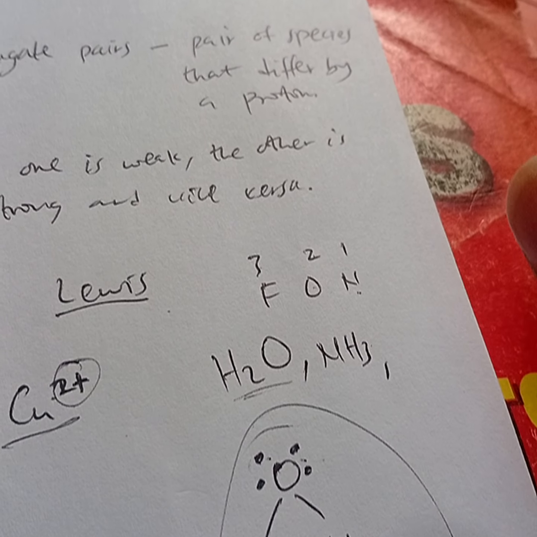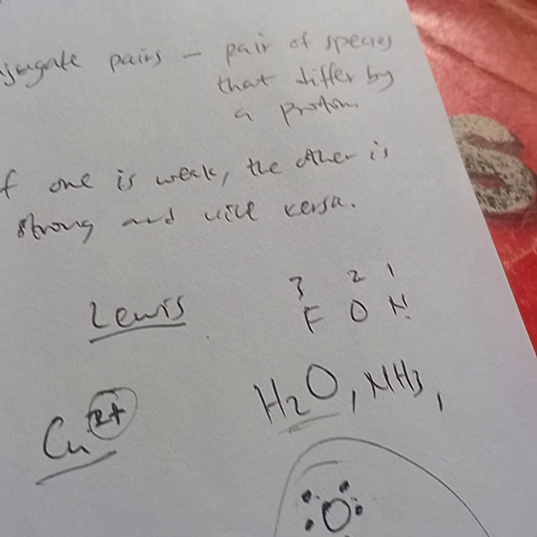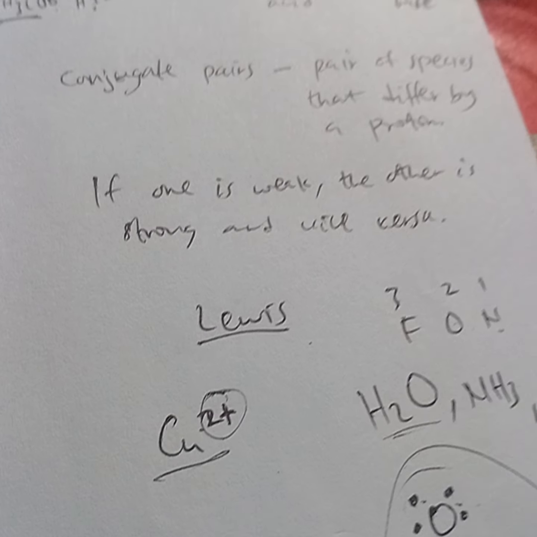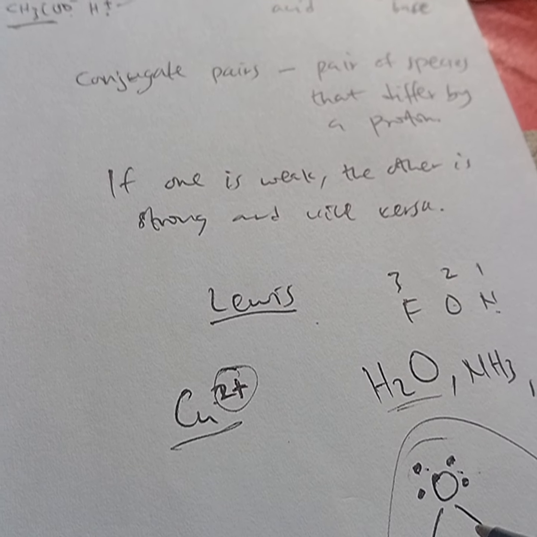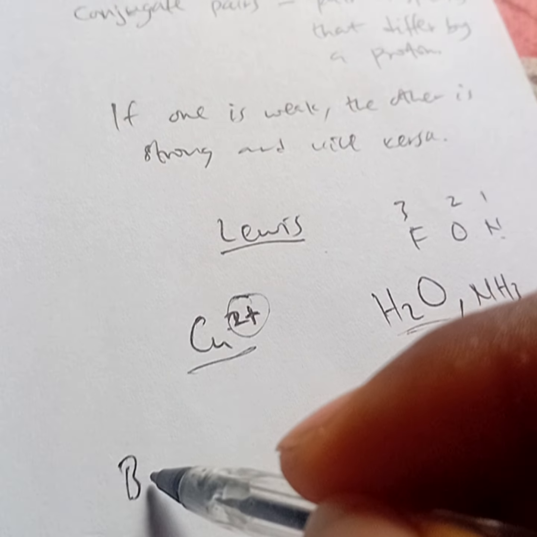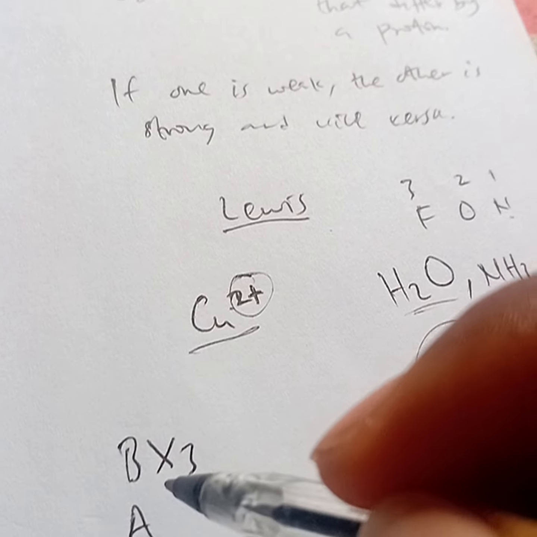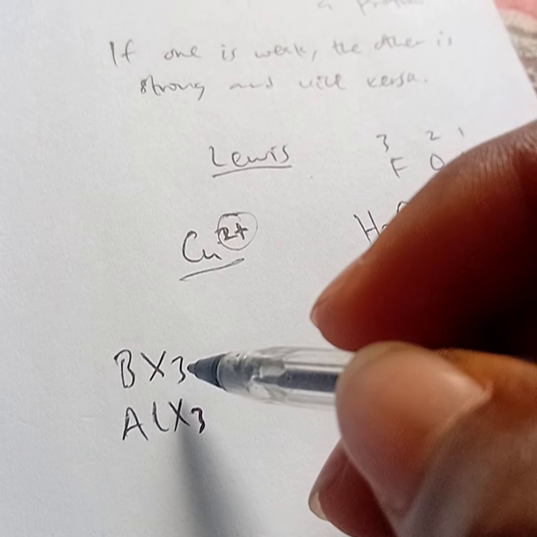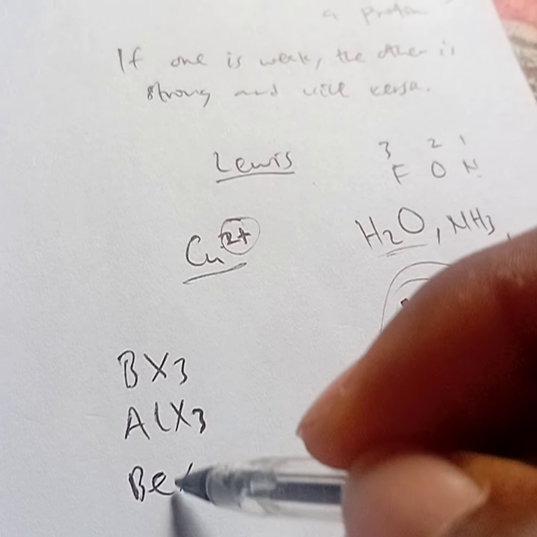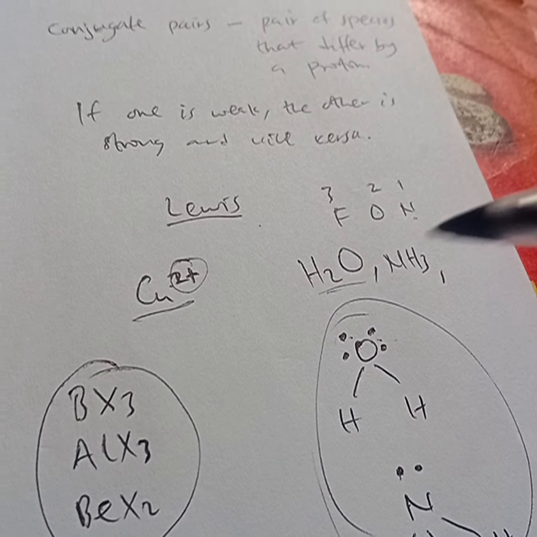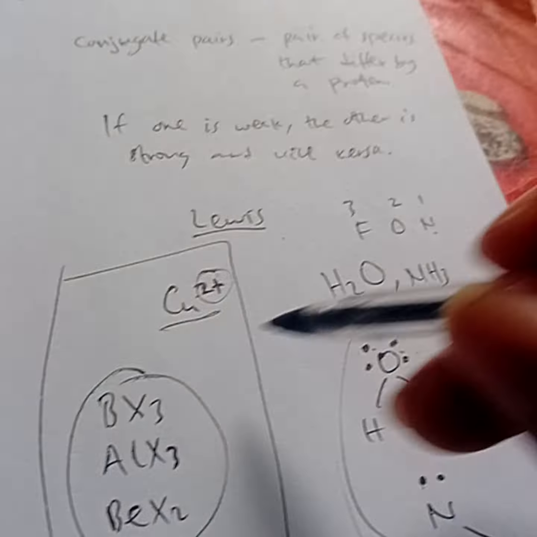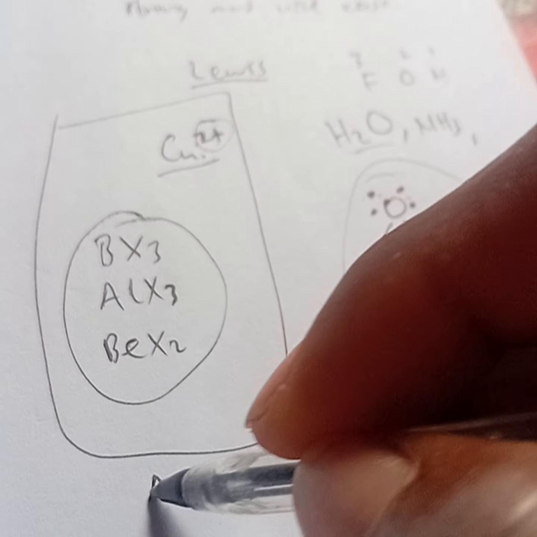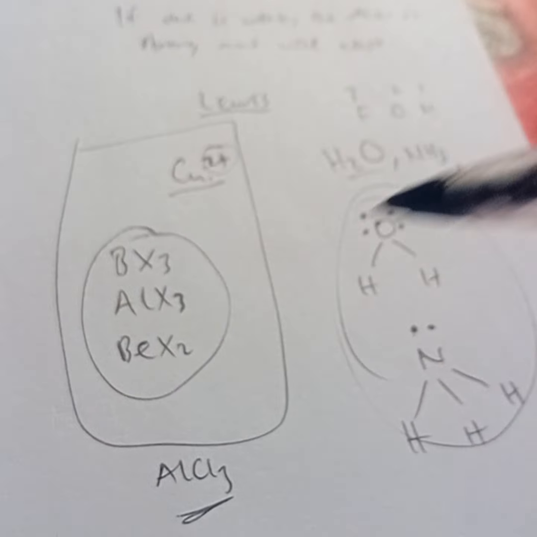And also from hybridization, BX3 compounds, BeX2 compounds, and AlX3 compounds also form Lewis acids, plus the positive ions. So if I give you aluminum chloride, it will be a Lewis acid.